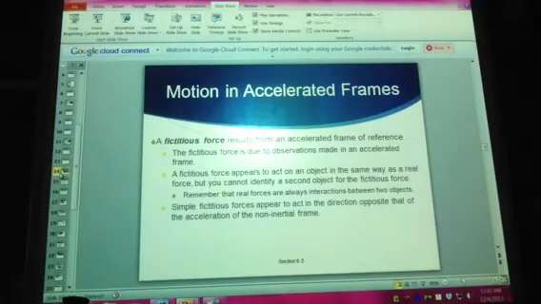Okay, starting off with motion in accelerated frames, we touched a little bit on the fact that there are such things as fictitious forces, and a fictitious force results from an accelerated frame of reference. That means they come from non-inertial reference frames. The fictitious force is typically due to observations made in an accelerated frame. They appear to act on an object just the same way a real force would. But the problem is that we can't identify the second object that the fictitious force is interacting with. So that's how we know it's a fictitious force.